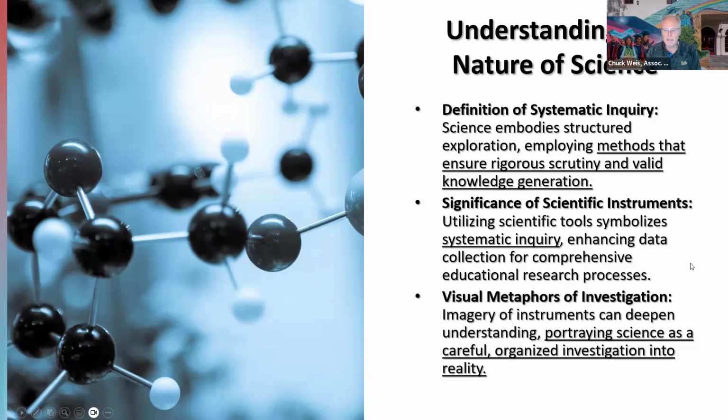He also talks about the imagery of instruments that can deepen understanding and portray science as a carefully organized investigation into reality. One of his big arguments you'll read over and over again in his different chapters is that a lot of scientific research does not relate to the reality of what goes on in schools and in universities and in colleges. And so his whole thing is saying, how do we make sure that data is used to make decisions in these important educational institutions? And that's what authentic quantitative analysis is about.